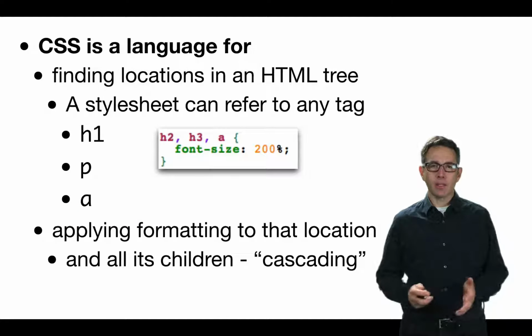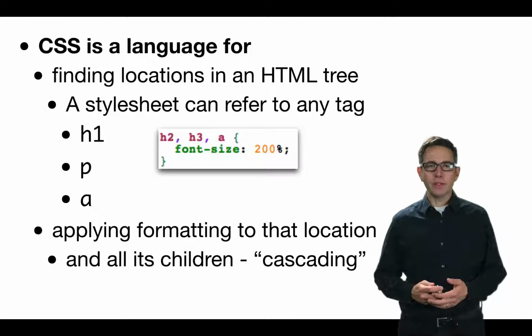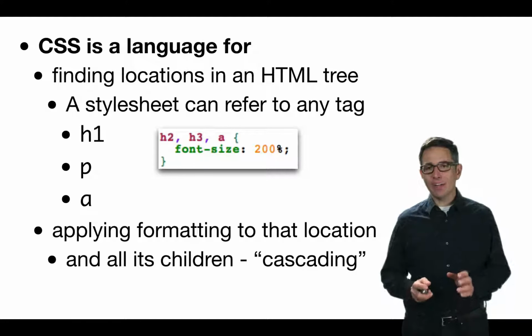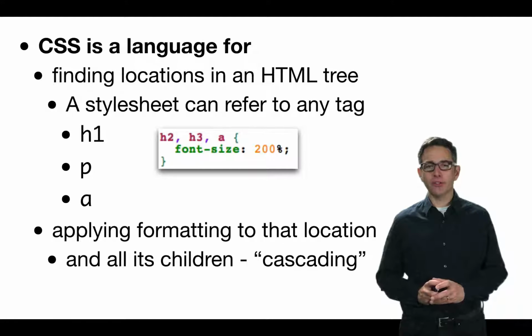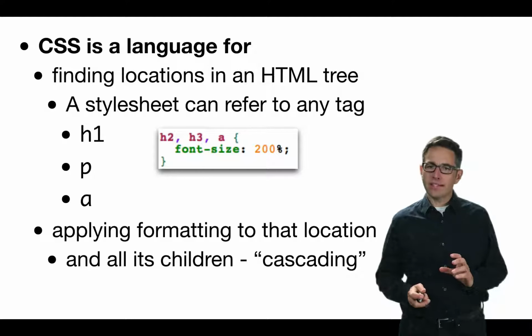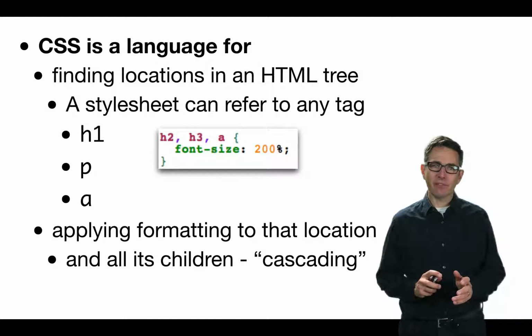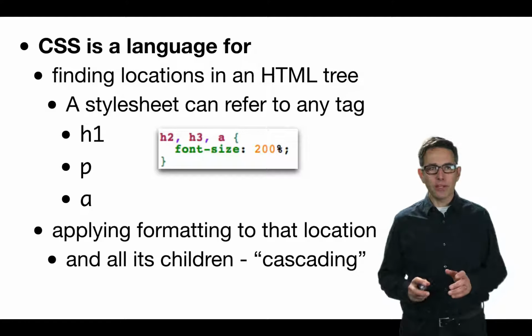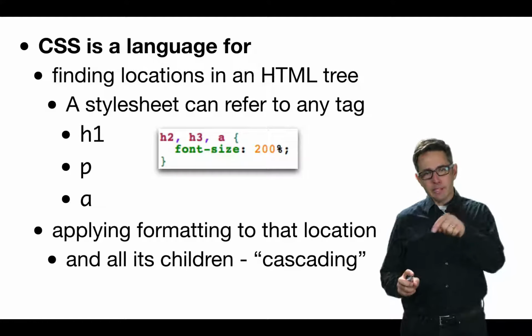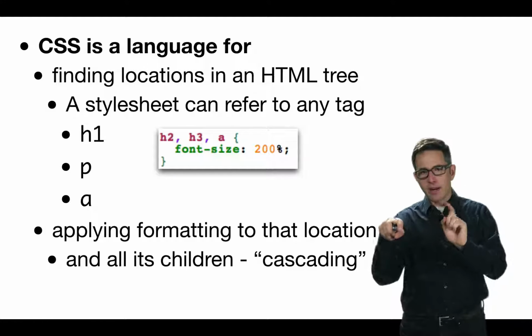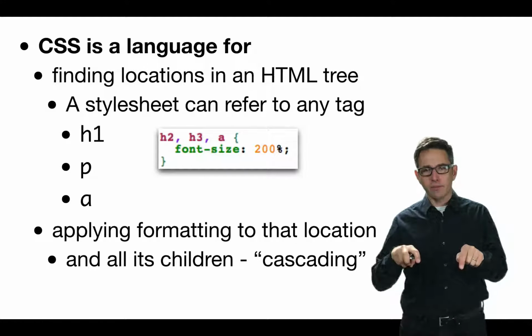So to summarize a little bit, CSS is a language. It's separate from HTML. It's used for presentation. And what we do is we use it to find locations in the HTML tree. So you might not have realized that's what we were doing, but when the style sheet refers to a tag, for example, the H1 tag, the P tag, or the A tag, we're thinking about the HTML document as a tree, and we're finding specific locations within that tree that we want to apply styling to.